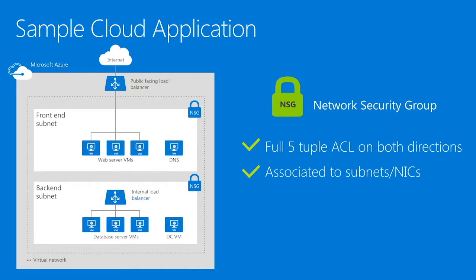So this is a sample cloud application. For a typical cloud application, users, usually enterprise customers, would deploy their system into a front-end subnet and a back-end subnet. The front-end subnet contains the different web server VMs, all connected and facing the internet using a public-facing load balancer.